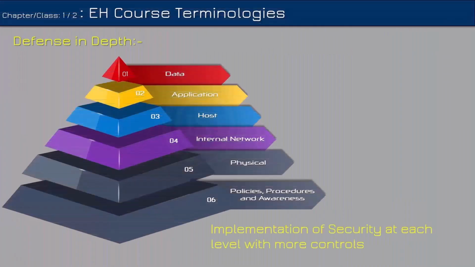Now in this slide you can see how defense in depth is implemented at each level. In this picture I have shown you 6 levels. At level 6 you can see policies, procedures and awareness. Here security strategies like data classification, awareness programs, and usage policies can be implemented. At the physical layer, fences, walls, guards, biometrics, iris scanners, access cards, ID cards, etc. can be implemented. Then at the internal network, transport layer security is generally implemented, like encryption and identity, etc.